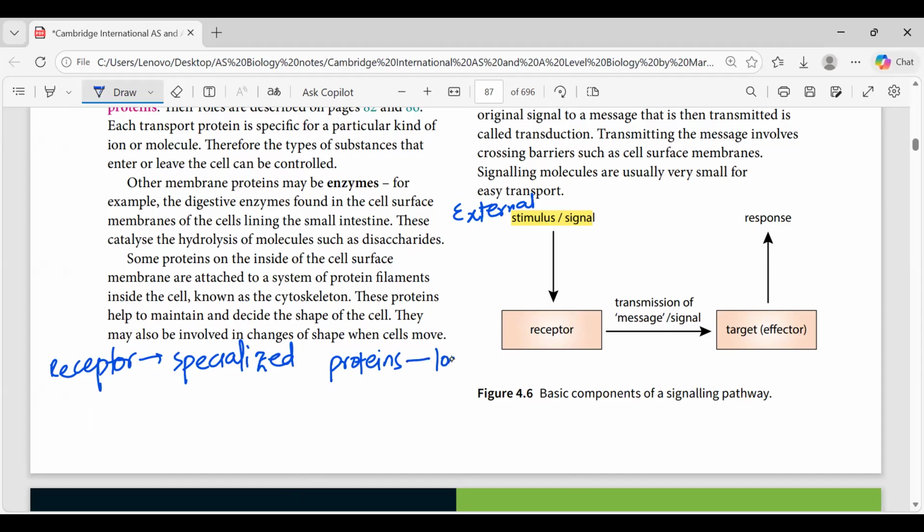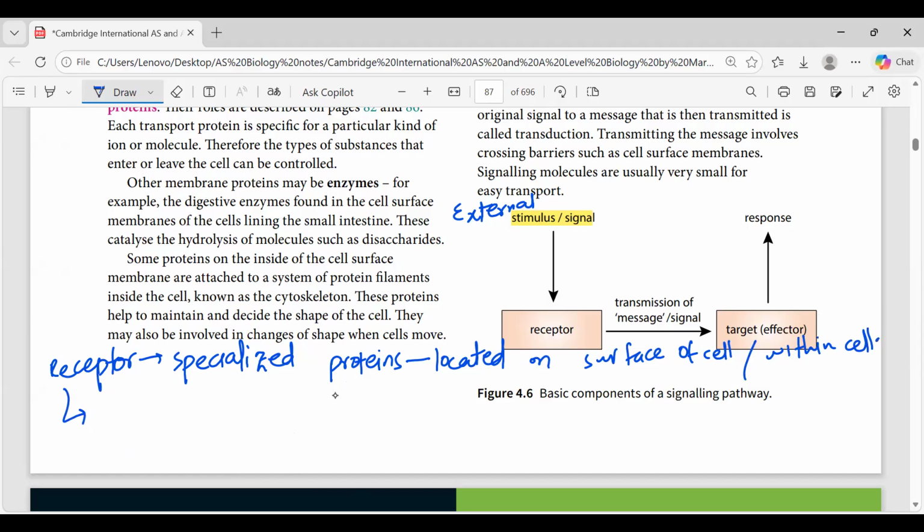They may be located on the surface of the cell or may be present inside the cell, within the cell.